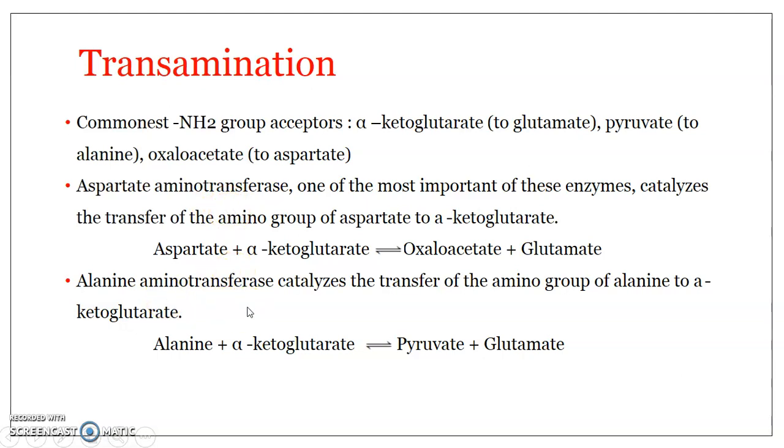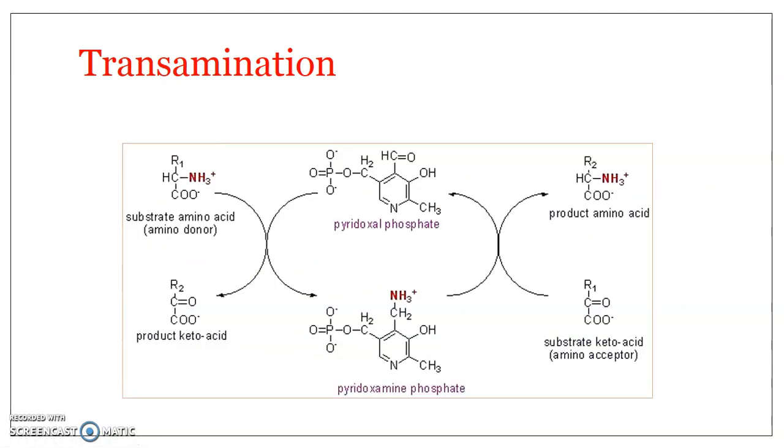Transamination is a reversible reaction which is catalyzed by the aminotransferases or transaminases. These enzymes are present in the liver, pancreas, kidney, heart, and brain, and you can see the transamination process occurring in all these organs.